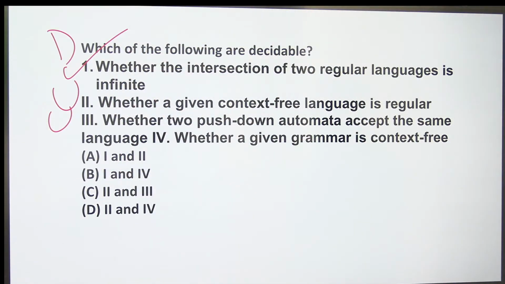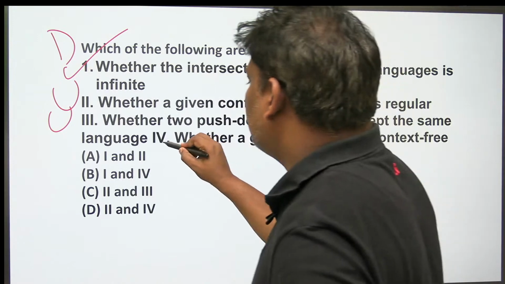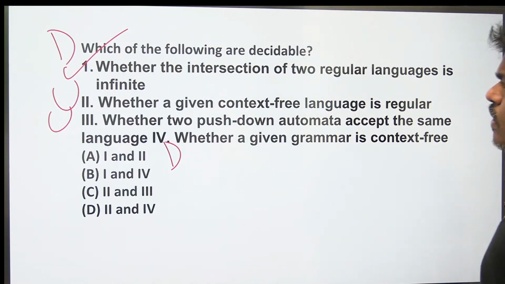Fourth one, whether a given grammar is context-free or not. Very simple. It is talking about grammar. If any grammar is given, if you want to check context-free, go to the left side and check everywhere for a single variable. Fourth one is decidable. So in my opinion, answer is 1, 4. Which of the following are decidable? It is a really nice problem. First one, fourth one decidable.